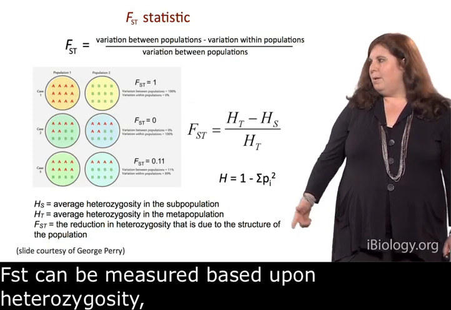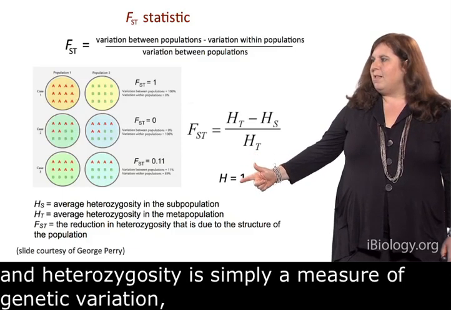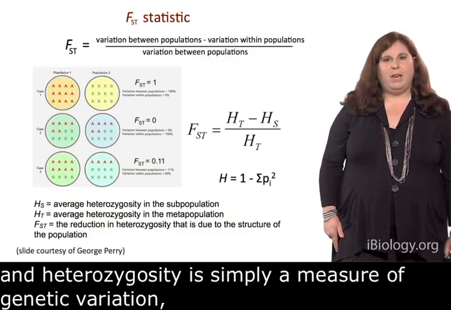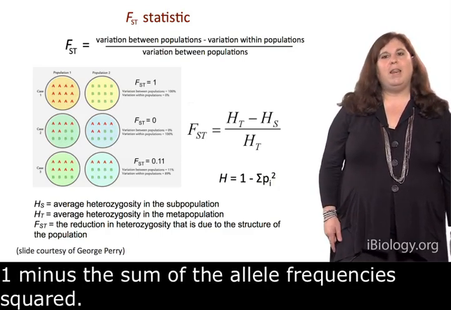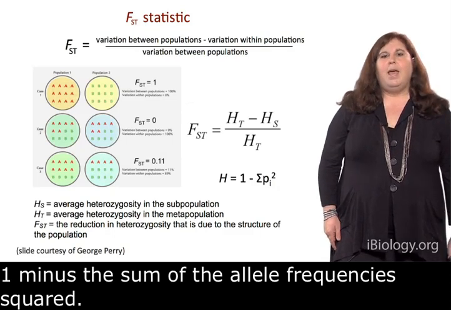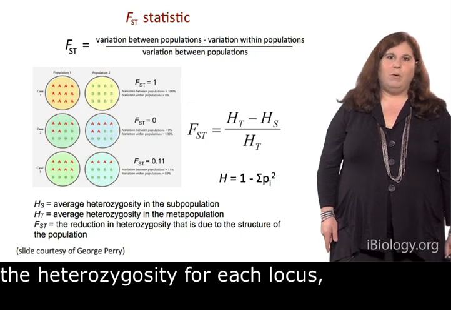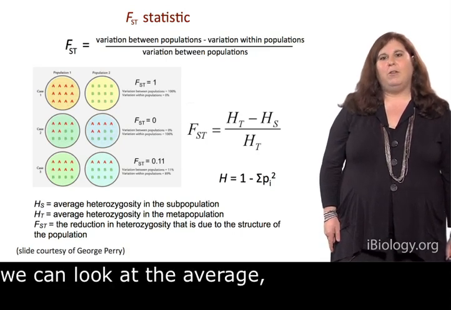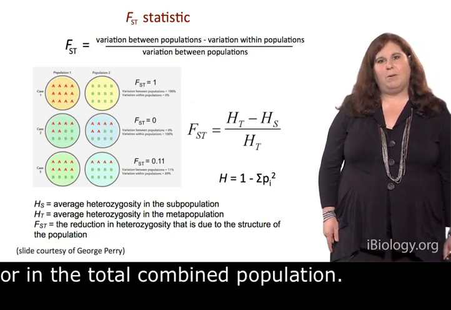FST can be measured based on heterozygosity. And heterozygosity is simply a measure of genetic variation, which is very simply calculated as 1 minus the sum of the allele frequencies squared. And so once we calculate the heterozygosity for each locus, we can look at the average, and we can look at the average within a subpopulation or in the total combined population.